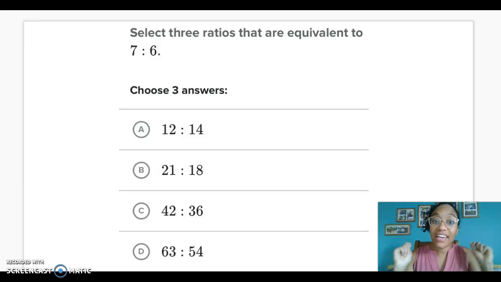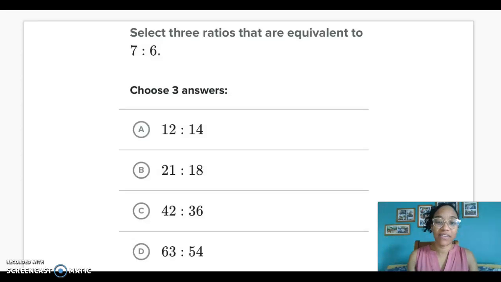Now remember, the order matters. So let's look at option A. In option A, we have 12 to 14. Well, 12 is a multiple of 6 and 14 is a multiple of 7. This bears some investigation. So I noticed that in order to get from 7 or 6 to 12 or 14, I'm multiplying by 2. But I need to check on the order. From the first term to the second term.